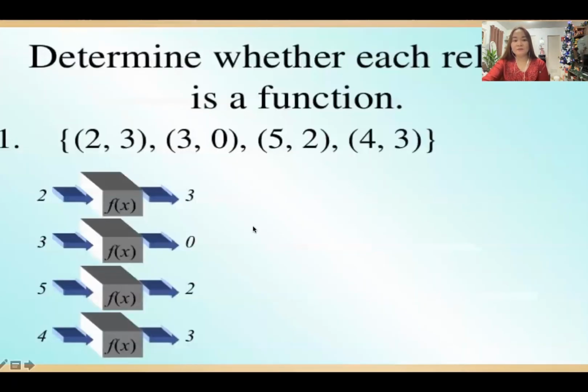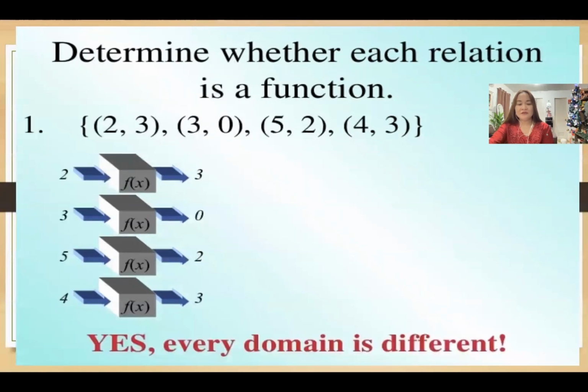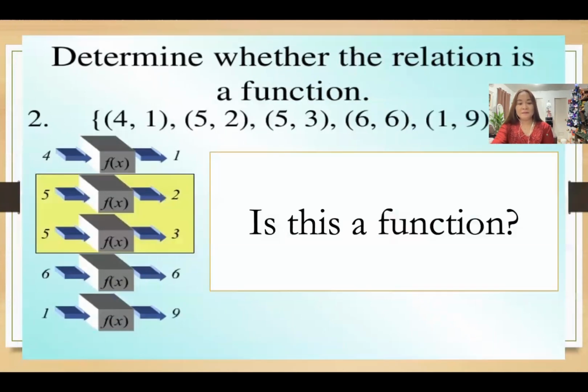Okay, another example. Determine if the given relation is a function. We have here the ordered pairs (2, 3), (3, 0), (5, 2), (4, 3). Examine the given ordered pairs. Is this a function? If you examine here, the domain is 2, 3, 5, 4, so none of them repeats. While the range here is 3, 0, 2, and 3. Yes, every domain element is different. So you just check only the domain.